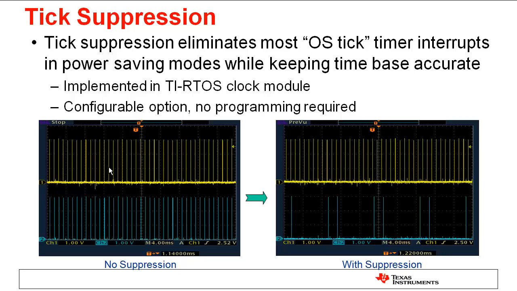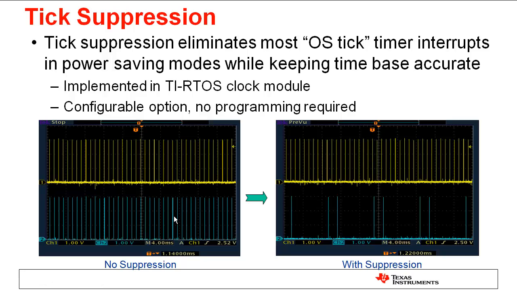So what happens with tick suppression is the TI-RTOS will work out when you really need to wake up. If you look at these diagrams, in this one we've got a 1 millisecond timer tick that's independent of the OS, and that's just to show what a 1 millisecond interval looks like. Without tick suppression, you see that here we've got an OS tick that's every millisecond. There's an interrupt timer tick coming in every 1 millisecond. We'd be waking up the CPU, processing that, seeing there's nothing to do, and going back to sleep.